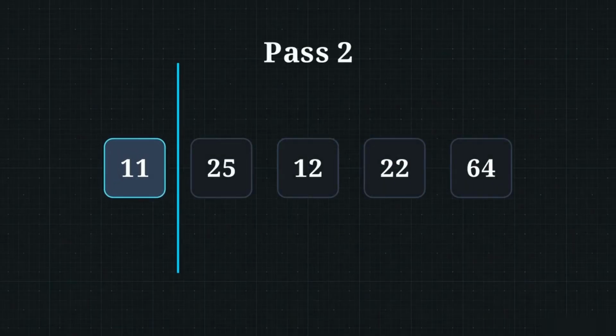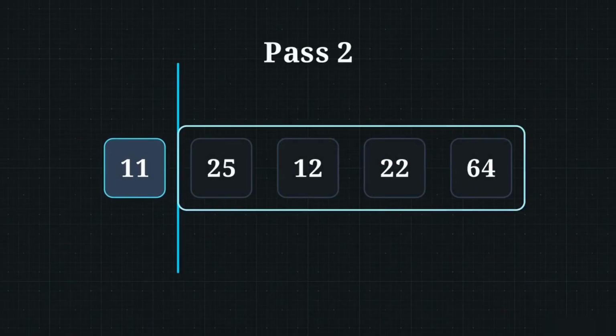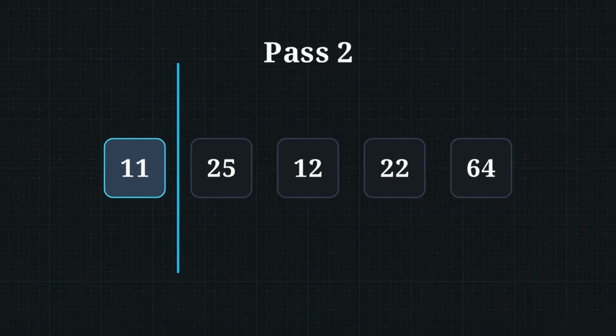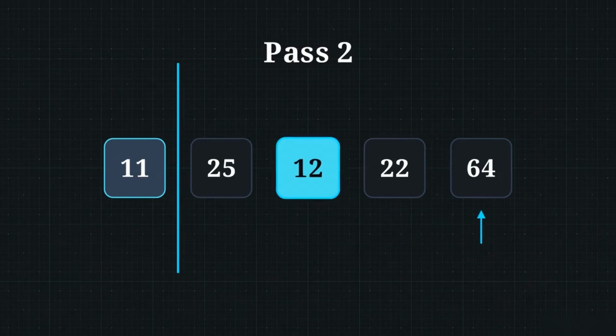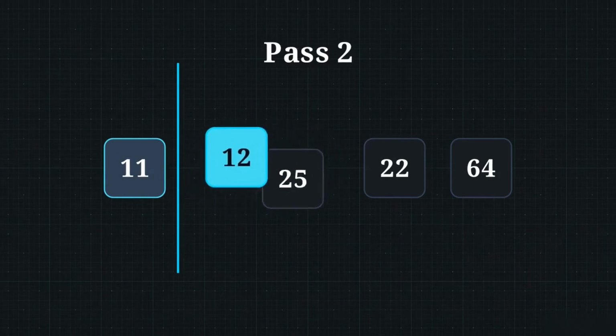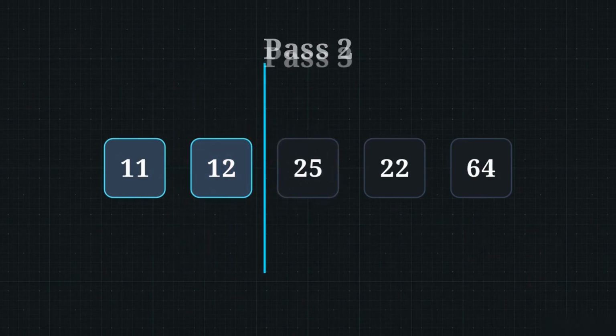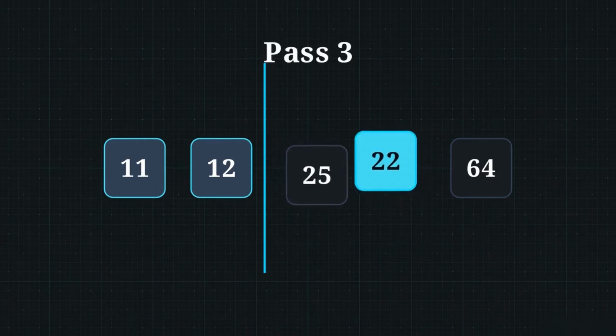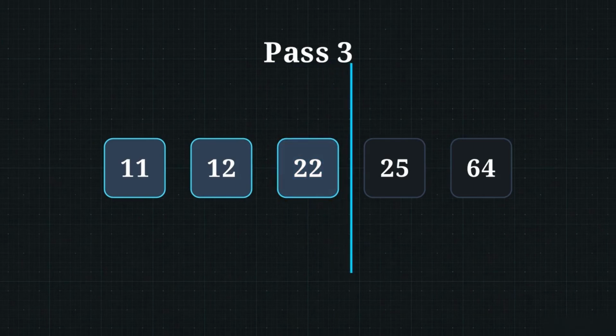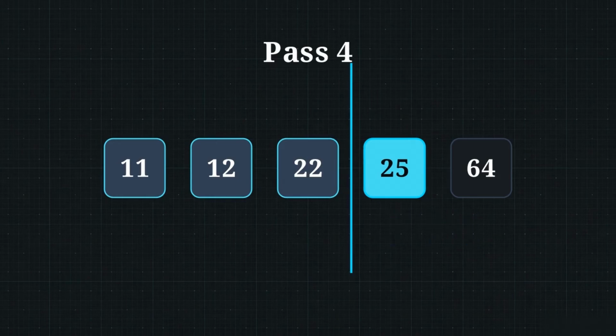The sorted boundary protects the 11, meaning the algorithm only processes the unsorted side of the line. The logic repeats. It scans the remaining numbers, identifies 12 as the lowest, swaps it with 25, and advances the boundary. Pass 3. It scans the final 3 values, pulls 22 to the front, pushes 25 back, and locks the boundary again. On pass 4, an interesting condition occurs.